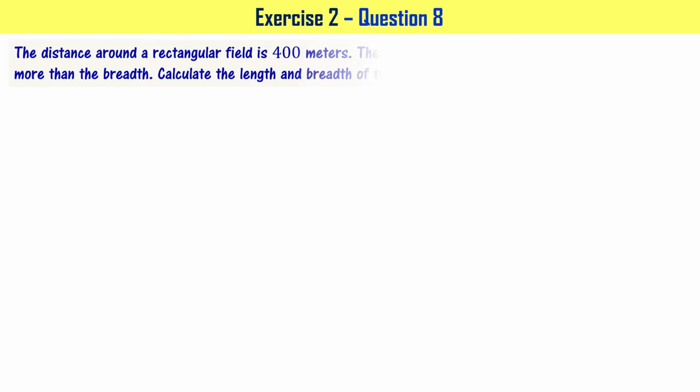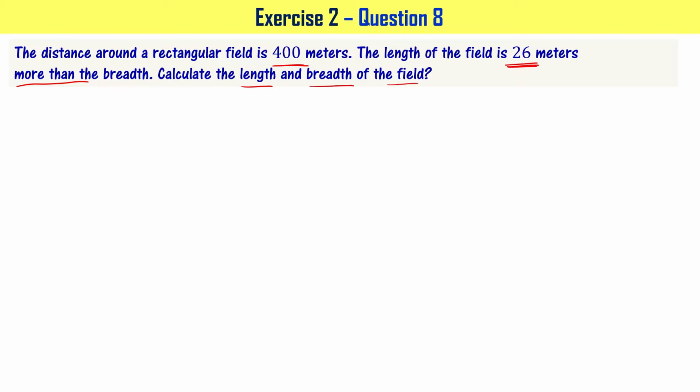Question number 8. The distance around a rectangular field is 400 meters. The length of the field is 26 meters more than the breadth. Right? A rectangle has got length and breadth, right? So the length is 26 meters more than the breadth. Now we are asked to calculate the length and breadth of the field. We are given two statements. One is the distance around a rectangular field is 400 meters. And the second statement says that the length of the field is 26 meters more than the breadth, right?